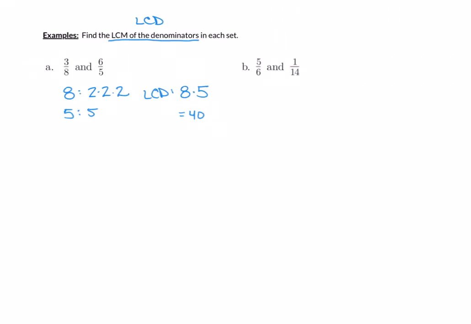For example B, if we look at this, 6 is equal to 2 times 3. 14 is equal to 2 times 7. And my LCD, I have a 2 in common, and then my leftovers, my 3 and my 7. If we go ahead and multiply this, we get 2 times 3 is 6, times 7 is 42.